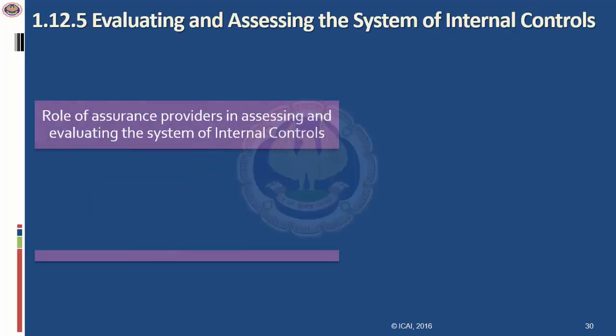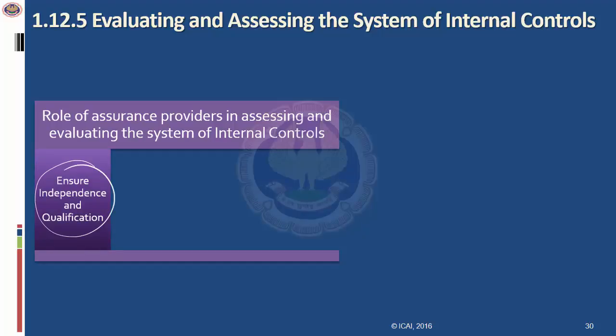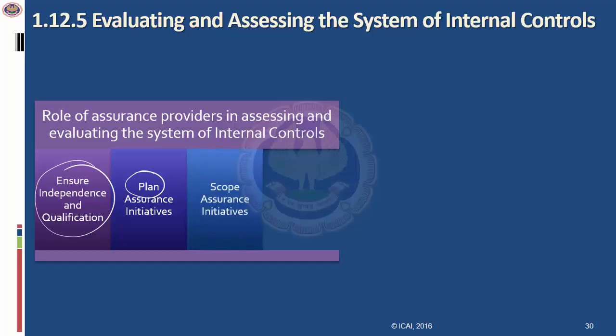Some more aspects. What is the role of the assurance providers? You need to ensure that the auditor is independent and also has the right qualification. You also plan the assurance initiatives using a standard, systematic approach. You scope the assurance initiatives and you execute them based on a standard approach. And if you remember, we talked about execution.